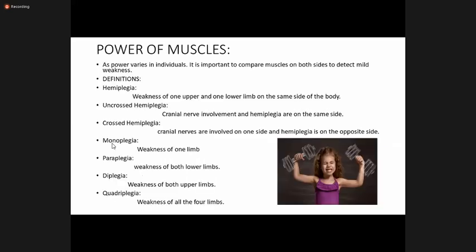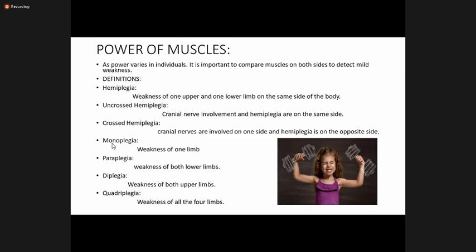Power of muscles is an important part of the examination. So you must know the grading of the powers. What is the zero grade power? What is grade one? What is grade two? What is grade three? What is grade four? And what is grade five?